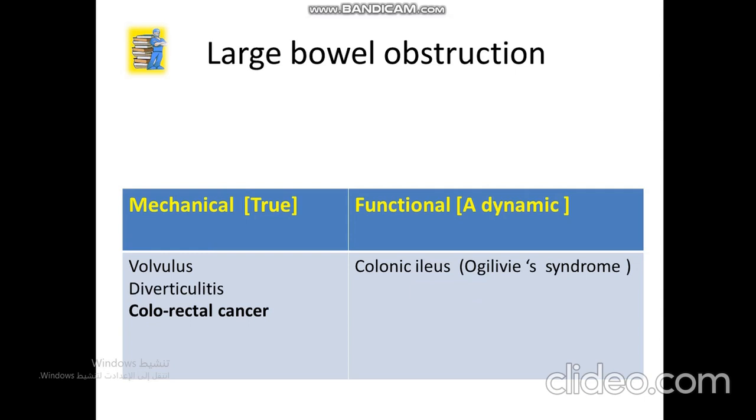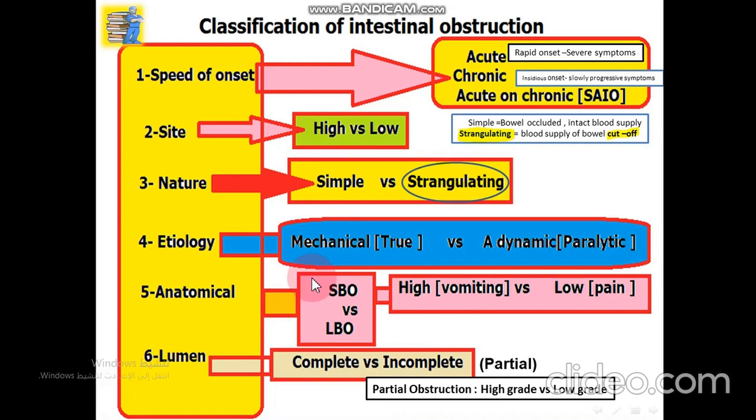We'll move on to large bowel obstruction, just the same, we will talk about it quickly. We can classify large bowel also. We will talk about classification of intestinal obstruction. We can classify it according to the speed of onset. It could be acute intestinal obstruction, rapid onset with severe symptoms, or chronic intestinal obstruction, meaning insidious onset with slow progressive symptoms.